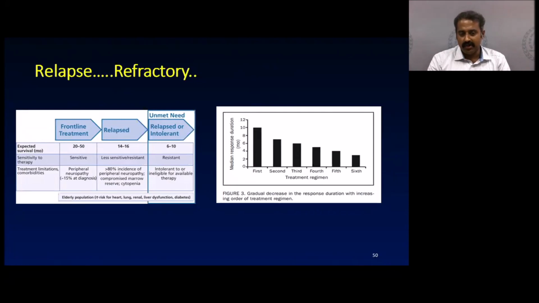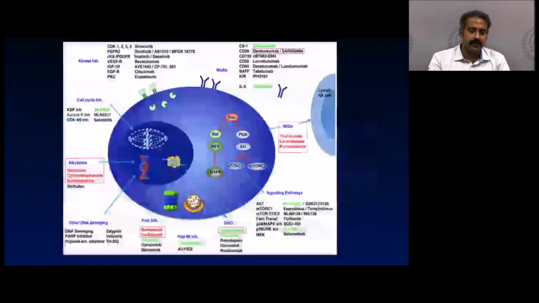Also, at this point of time, the patient would also develop complications to the treatment. So as a patient with multiple myeloma develops multiple relapses, the expected survival or the duration of response keeps on decreasing, as per the diagram shown here. As the patient relapses again and again, the median response keeps on decreasing, and finally myeloma becomes a refractory disease.